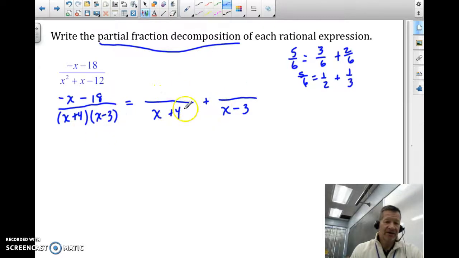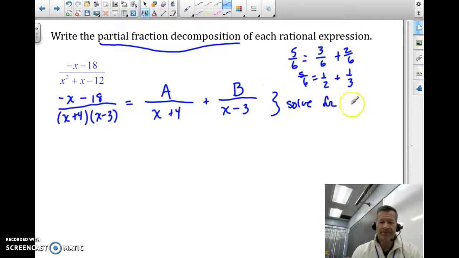Now, the part that we have to figure out is, I can see what the denominators of these two fractions are going to be. What are the numerators? Well, I'm just going to call one of the numerators A. I'm going to call the other one B. Now, what I need to do is solve this equation for A and B so that I can rewrite this fraction. So how am I going to do that?